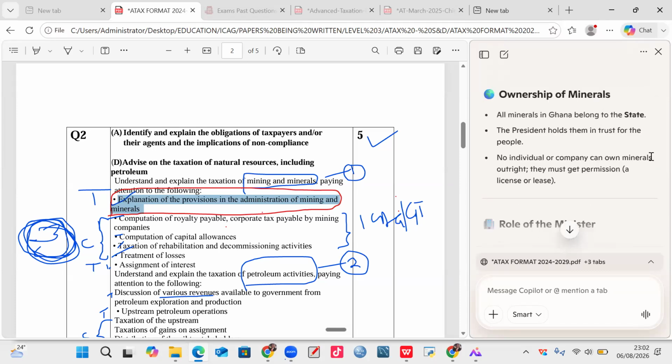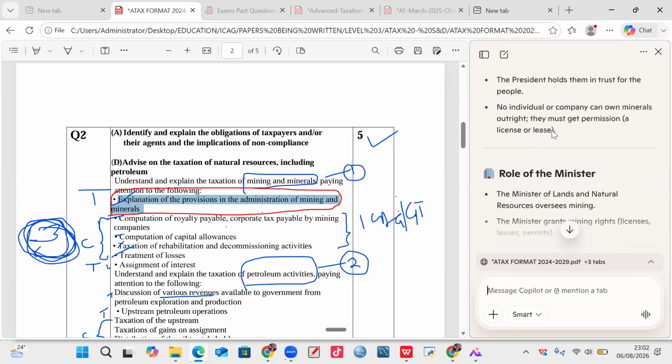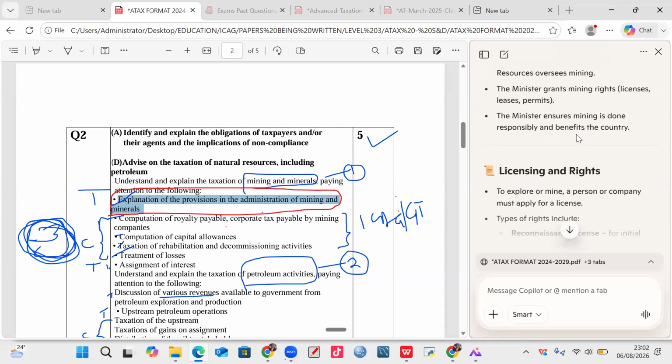No individual or company can own minerals outright. They must get permission, which is the license or the mining lease. Like the way Chemawuntumi went to mine at Samreboi and Tano Nimiri. He didn't have any lease, or he was given prospecting licenses, but this guy went and actually drained the gold and the minerals there.